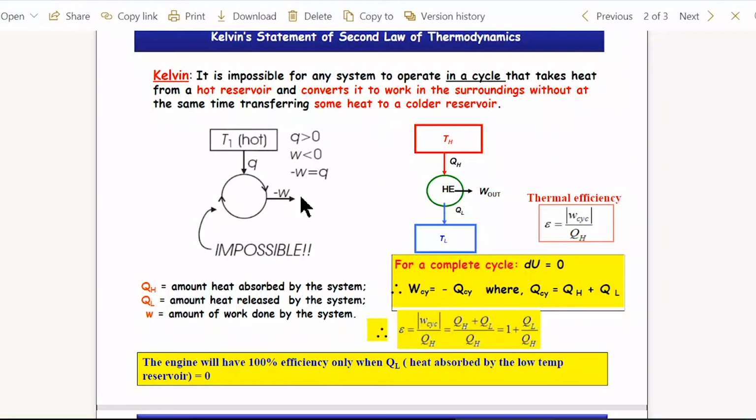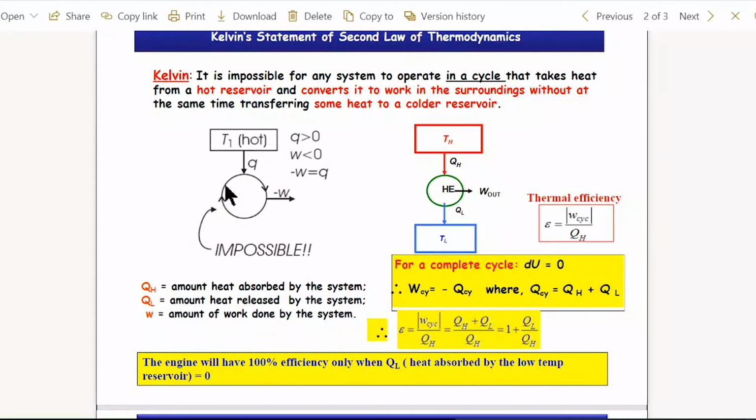So it is the negative form in which that statement is given. It is impossible for a system to operate in cycle that takes heat from a hot temperature reservoir and converts it to work in the surroundings without at the same time transferring some amount of heat to the cold reservoir. So this is the statement of Carnot. Actually, it is the Carnot statement, and obviously postulated and formulated and validated again by Kelvin.